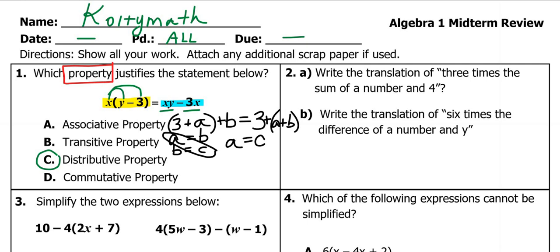The commutative property says that you can add things in any order. So if you had, similar to the first example, 3 plus A plus B, this would be the same thing as saying B plus 3 plus A, or any other order. It says you can move these things around, you can commute them, if all you're doing is adding them all together in the end anyway. So those are our different properties, and clearly choice C is our best answer for what we have as our statement. Okay, let's move on to number 2.